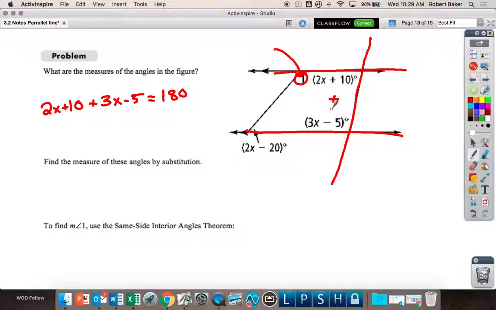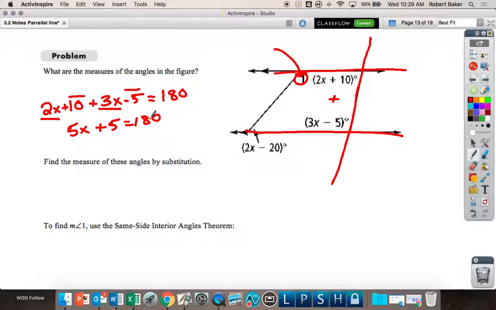We have to math this. 2x's and 3x's make 5x's. Am I asking you why right now? No, that was the last unit. Just tell me: 2x plus 3x equals 5x. Then we have positive 10 and negative 5, or 10 minus 5 is positive 5.